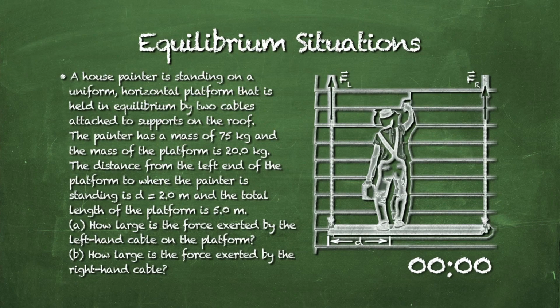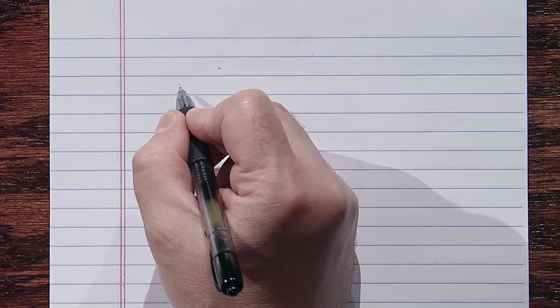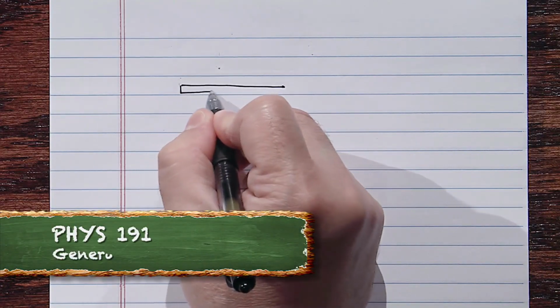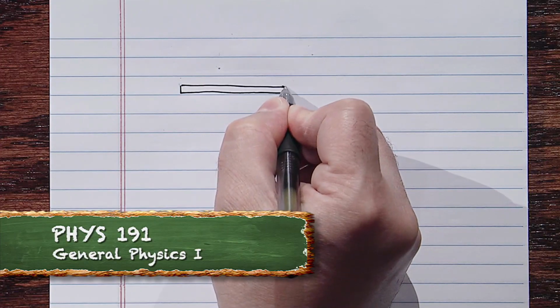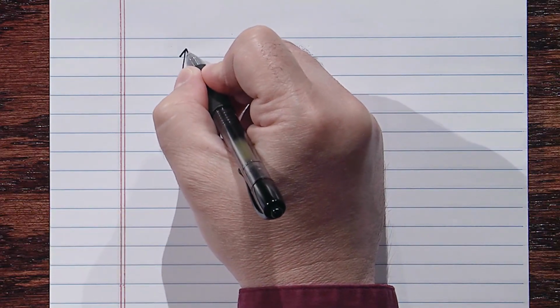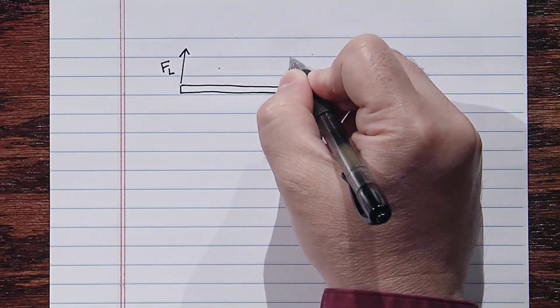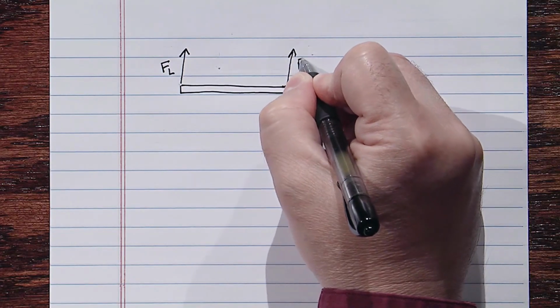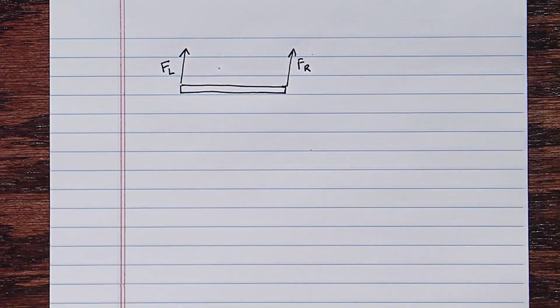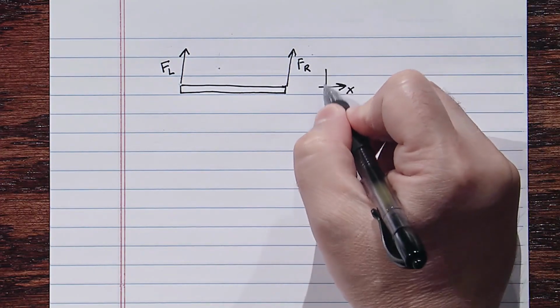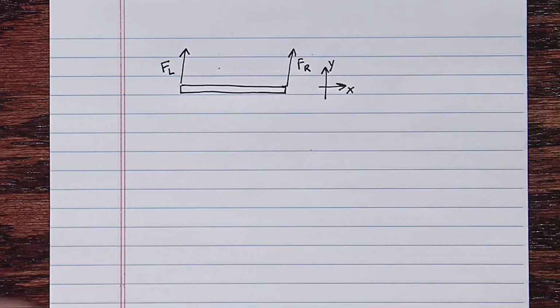Okay, the central object in this situation is the board, or the platform. That is what all of the forces are being applied to. And what are the forces? We have force left from the tension in the left cable, force right from the tension in the right cable. Let me draw in my axes. I'm going to call this X. I'm going to call this Y.